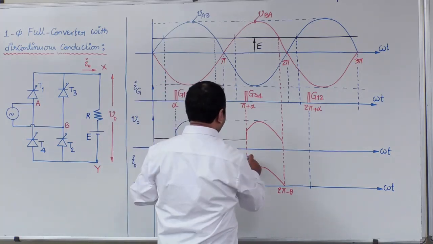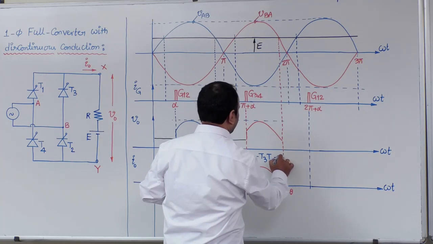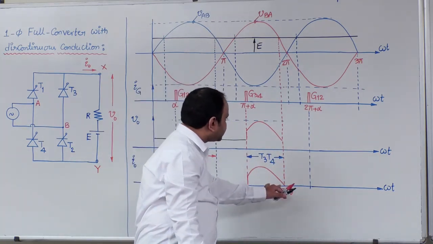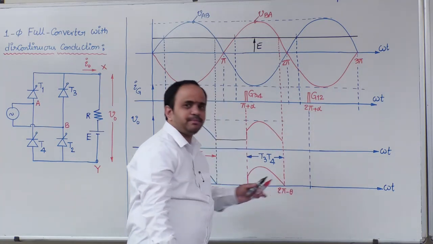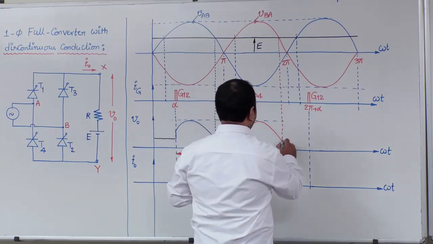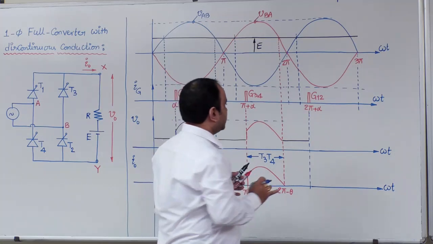So in this interval, what are the conducting devices? T3 T4 are the conducting devices. Okay. Now 2 pi minus theta to 2 pi plus alpha, there is a discontinuity. So in this discontinuity, output voltage is equal to load EMF E.